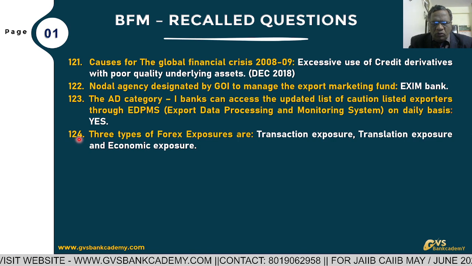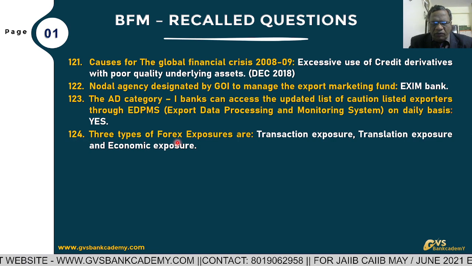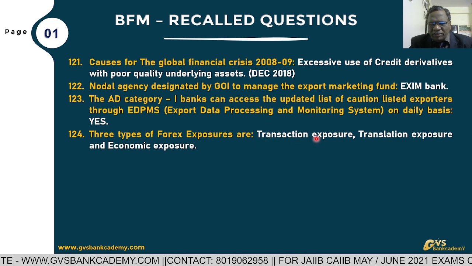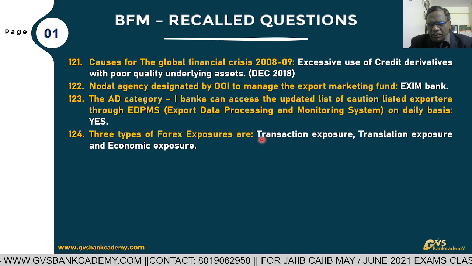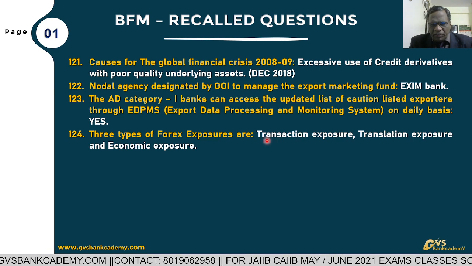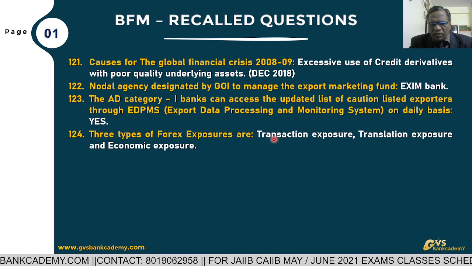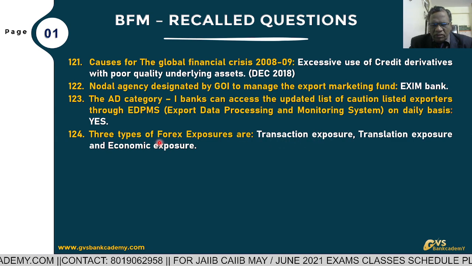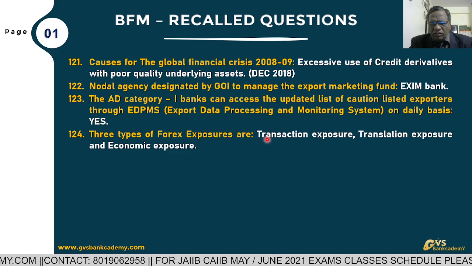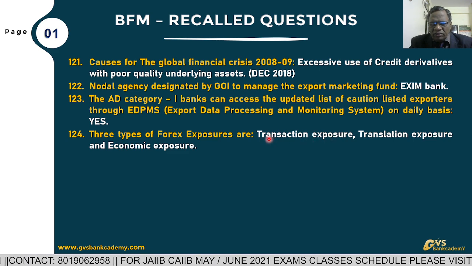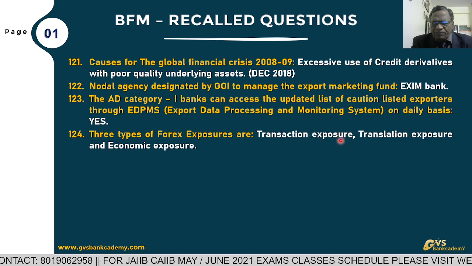Question number 124. Three types of forex exposures. Forex exposures are: one is transaction exposure. It is related to transactions. Any purchase of foreign currency, sale of foreign currency, accepting of deposits, repayment of deposits related to foreign currency, booking of forward contract, sale of forward contract, any transaction related to foreign currency, that is called a transaction exposure.